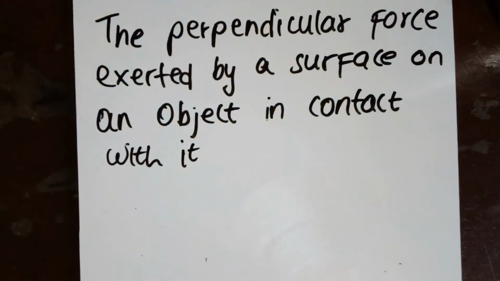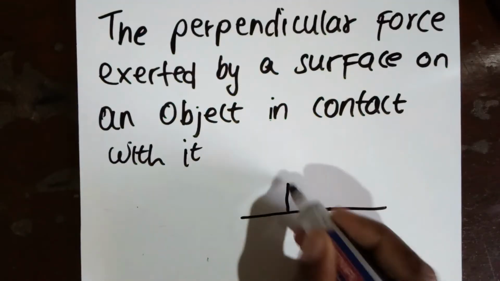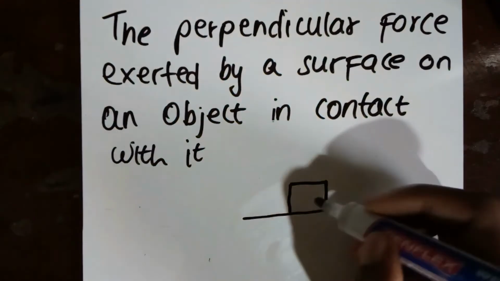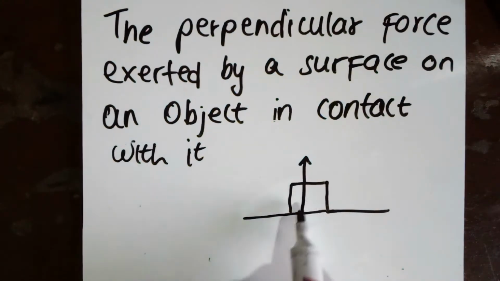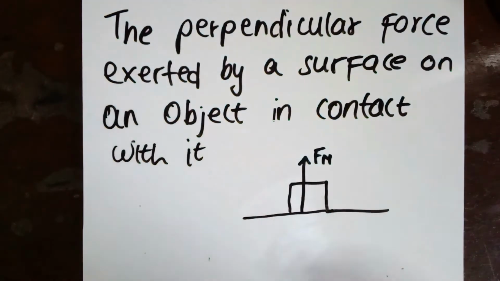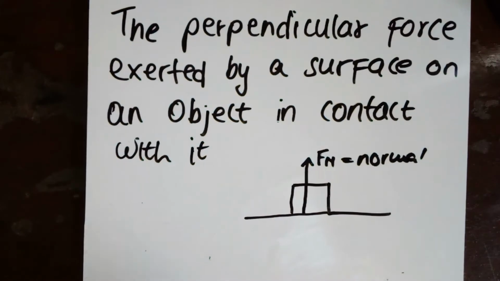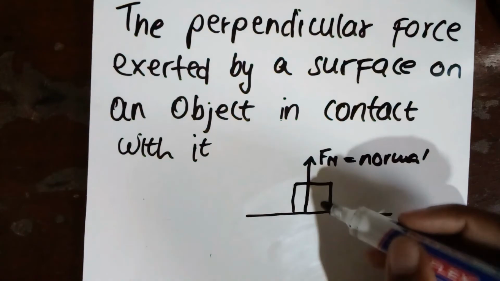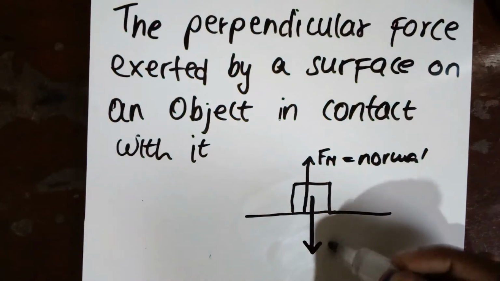So let's make an example. Let's say we have that object resting there, and we represent that object with a block. The surface will exert a perpendicular force, so it makes that 90-degree angle with the surface. That's why we say it's perpendicular to the object, and we call this Fn, or normal force. And then we know that this object will also be under the influence of weight or gravity, and we always draw that from the center, so we call this Fg.